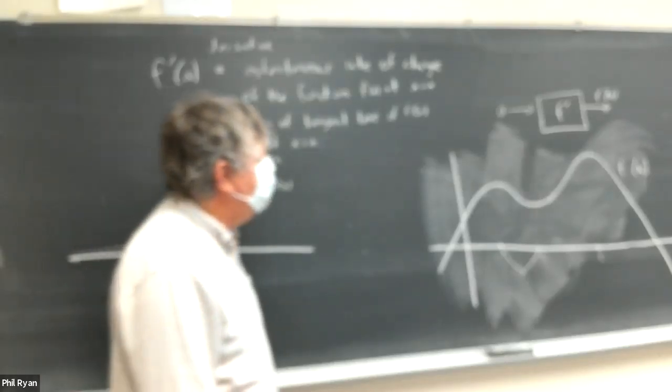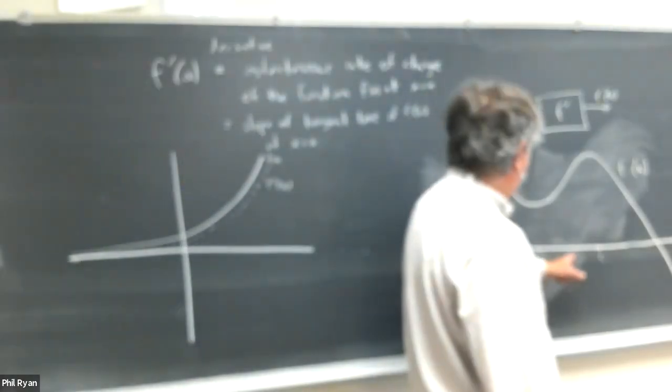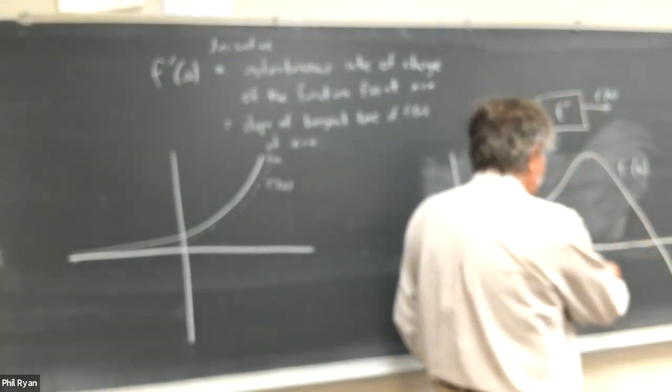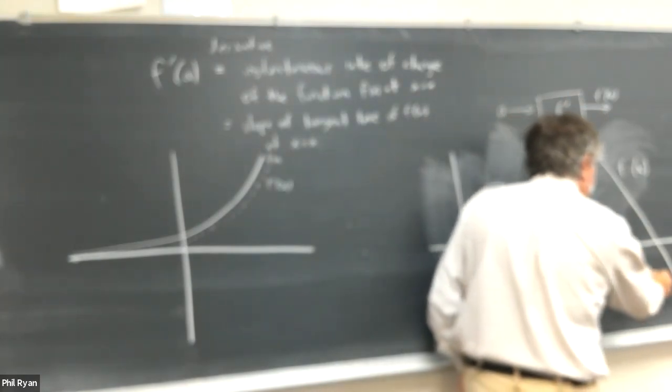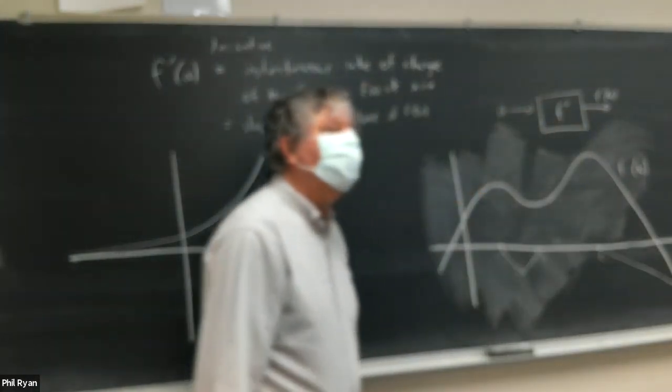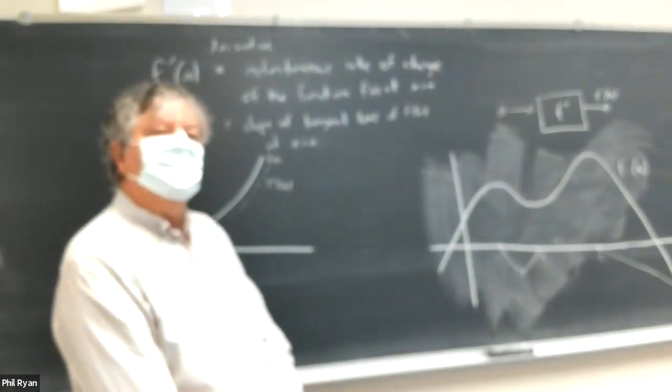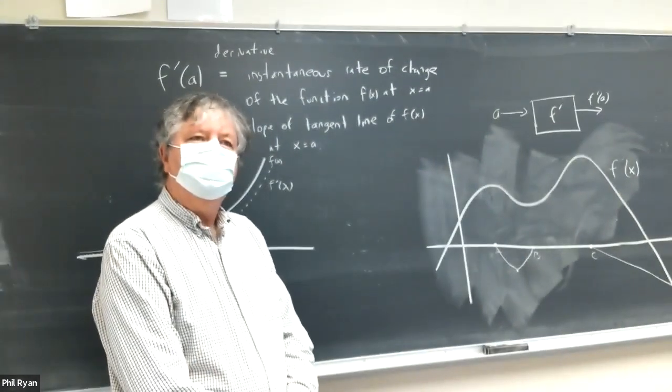And then after C, what happens? It goes and it looks kind of steeper here than it does here. So maybe it kind of looks something like that. I don't know. Does that make sense?